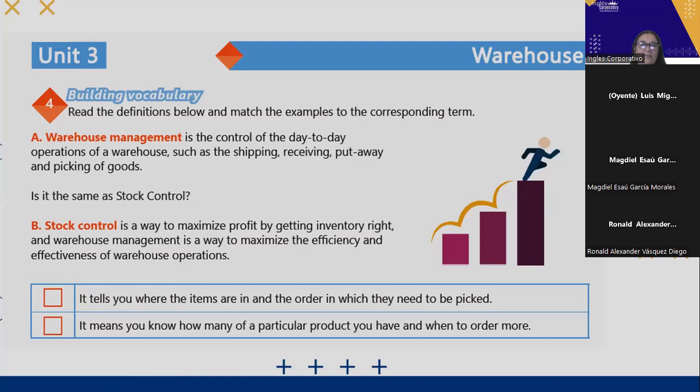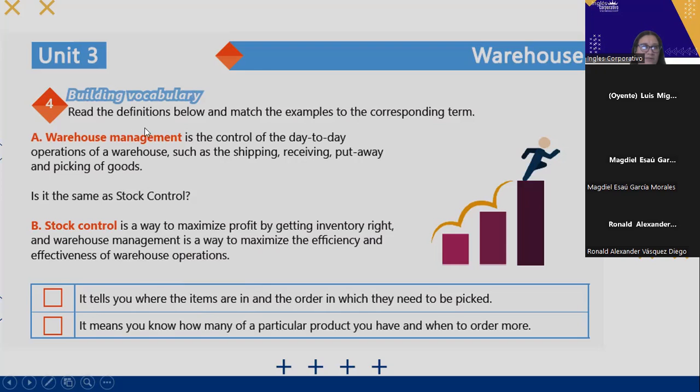Stock control, yes, is the way to maximize profit by getting inventory right. So they definitely have to have everything labeled, put in the same place, and counted in the right amounts and the right quantities. So they have all these numbers. Well done, right? And of course, warehouse management is bigger. It's more general. It involves more processes, right? And it's a way to maximize the efficiency and effectiveness of a warehouse operation. So there are many more processes, right? All right.